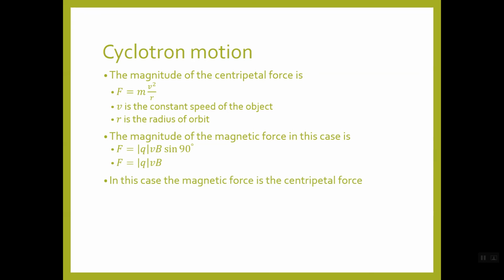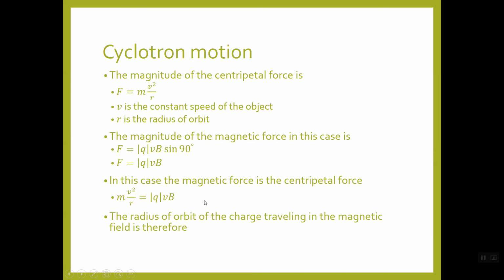In this case, we know that our magnetic force is that centripetal force keeping our particle in a circular path, so we can set these two equal. The magnitude of the centripetal force, mv squared over r, and our magnetic force, qvB. So the radius of orbit of the charge traveling in the magnetic field, if we solve for r here, it's going to be mv over qB.